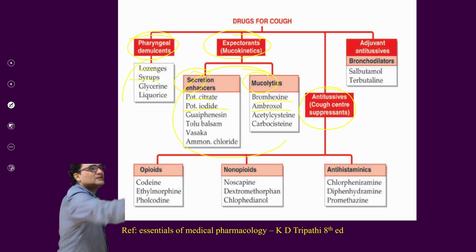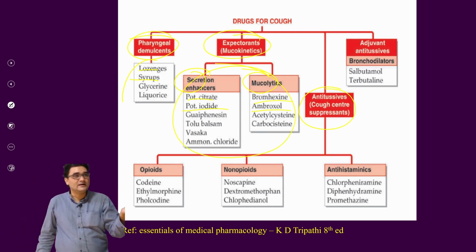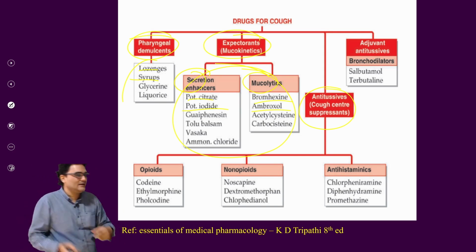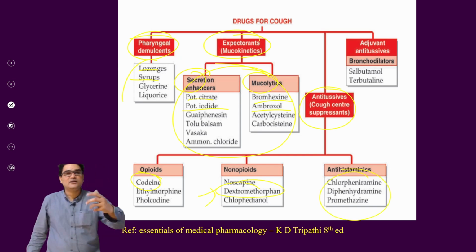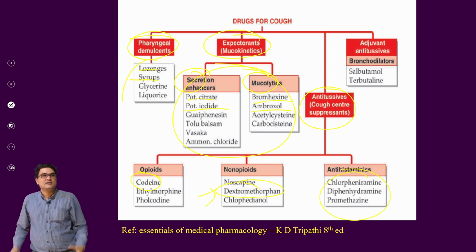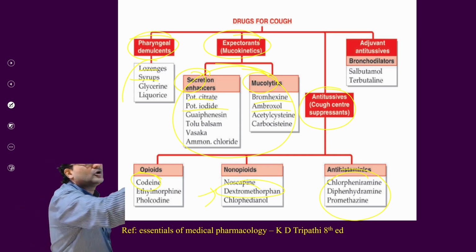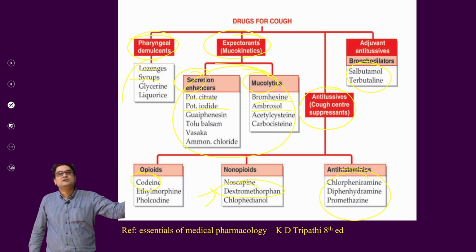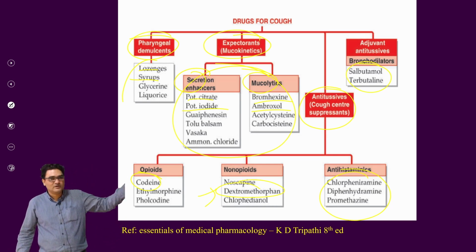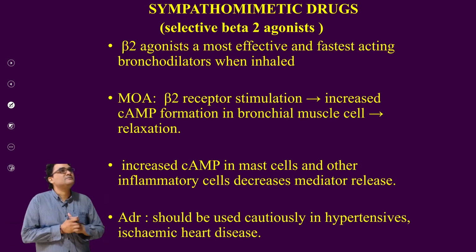So if you look at cough syrups, these are all very commonly used ingredients. Antitussives are again opioids like codeine, dextromethorphan, very commonly used, and antihistaminics. So secondary to inflammation you are going to use this. If there is bronchoconstriction like we are discussing in asthma, then you are going to use bronchodilators like salbutamol, terbutaline. So if the question asks to mention 4 drugs or 6 drugs used in the treatment of cough, you can write this. Okay, now we'll come back to sympathomimetic drugs.